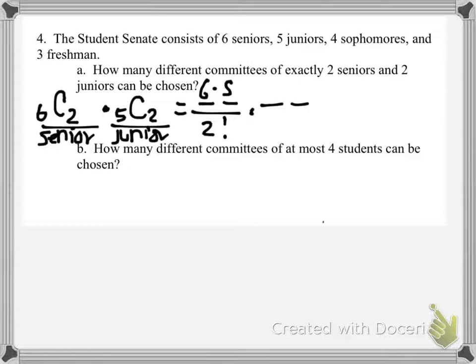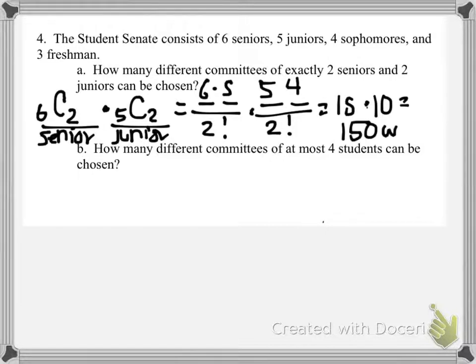Again, we have 2 spots for the juniors, so 5 times 4 divided by 2 factorial, because we want to take out the duplicates of arranging those 2 spots. And this comes out to be 15 times 10, or 150 ways.